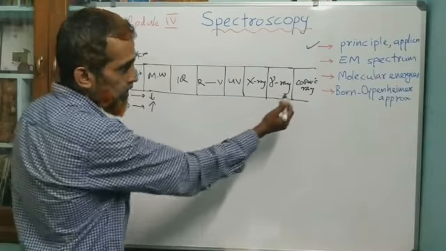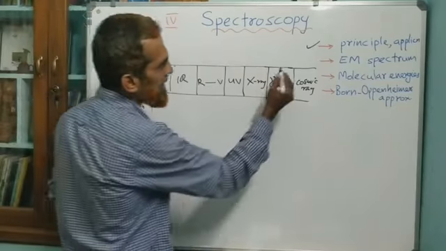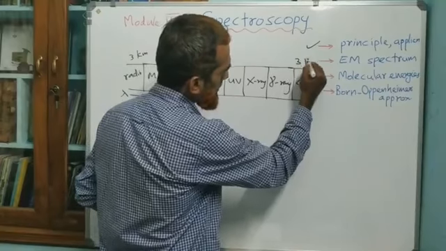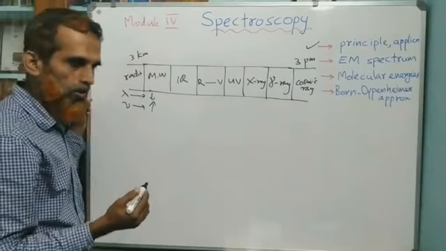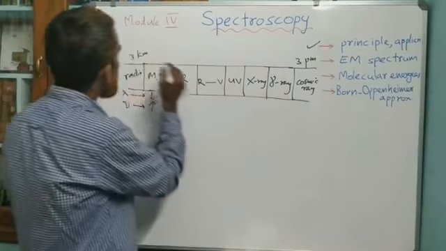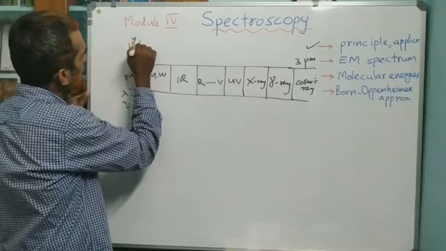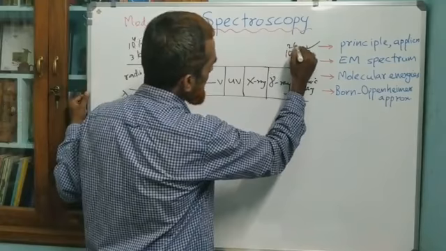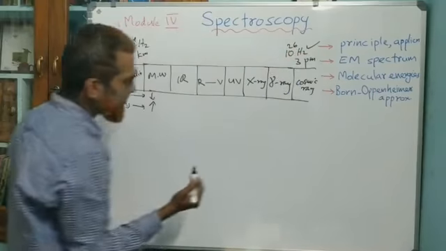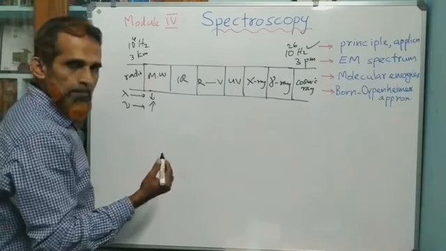Whereas for cosmic ray, it is as small as 3 picometer. When wavelength is large, frequency is small, you know. Frequency of radio wave is 10 raised to 4 hertz, whereas that of cosmic ray is very high, 10 raised to 26 hertz.